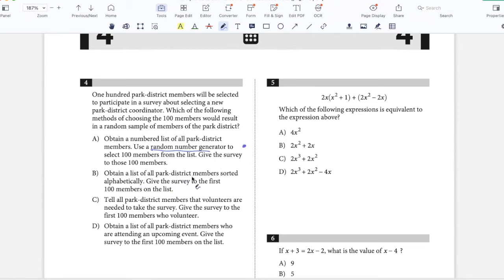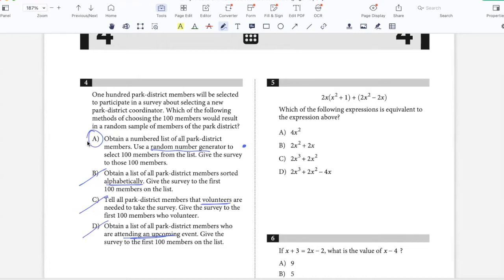Obtain a list of all park members sorted alphabetically. Give the survey to the first 100 members. No, this is not random. Tell all the Park District members that volunteers are needed. Give the survey to the first 100 members who volunteer. No, again, not random. Obtain a list of all Park District members attending an upcoming event. Give the survey to the first 100 members. No. So the only one that's random is option A.